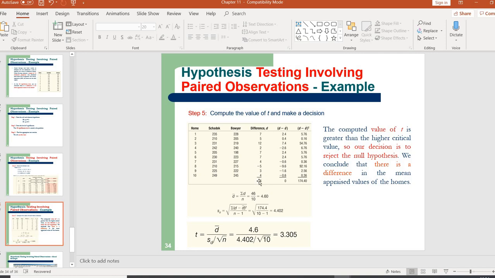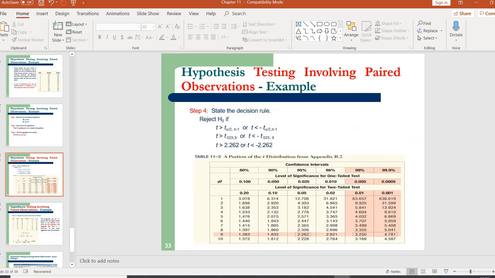The mean difference of the sample, which we have labeled by d bar. The mean difference of the two samples will be the summation of the differences, which is the summation of d, and we have d here as 46, so it will be 46 divided by n. N is 10, the number of homes, and we'll have a mean of 4.60. This is the mean.